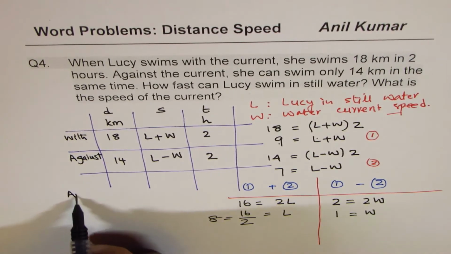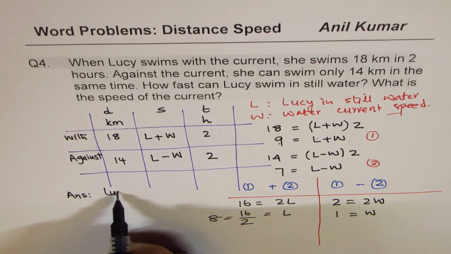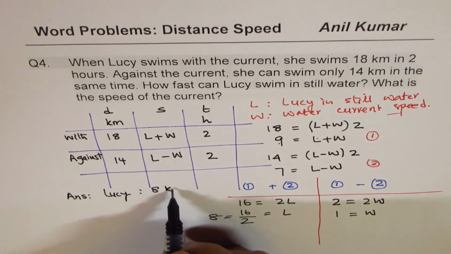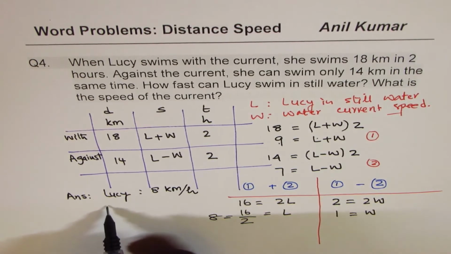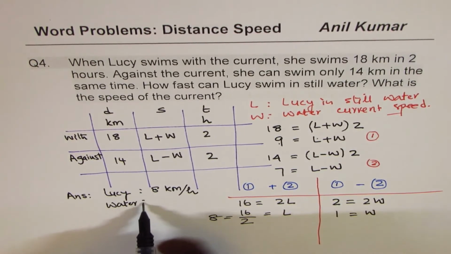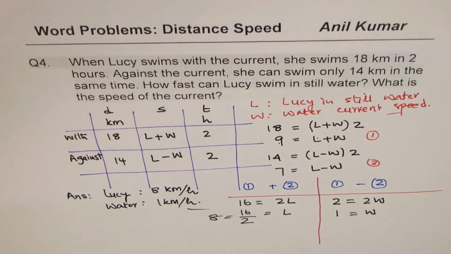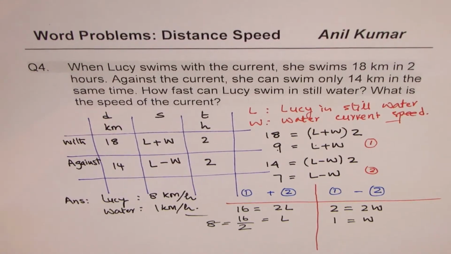So we can now write down the answer as Lucy's speed is 8 kilometers per hour, include units, and water current is 1 kilometer per hour, right? So that is how it should be done. Fine. Let's move on to question number 5.